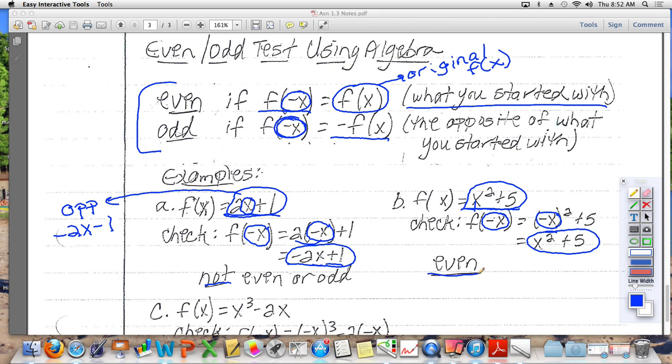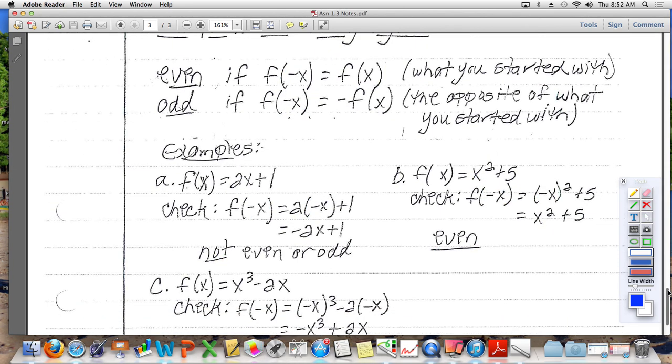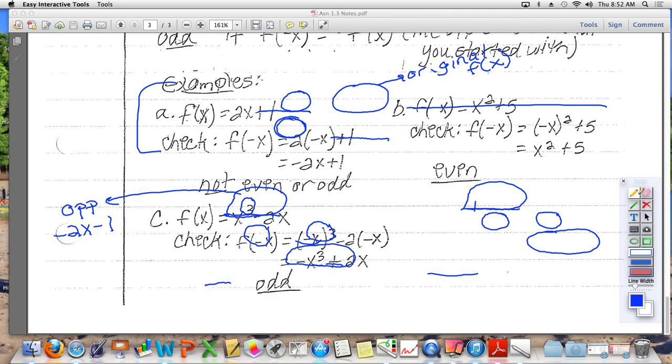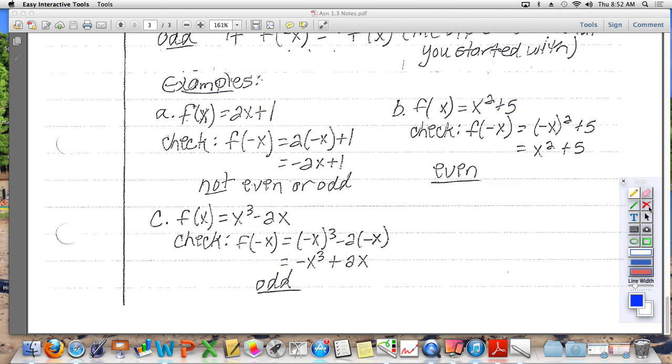One more example. Probably going to be an odd example. f of x equals x cubed minus 2x. That's my function. So my check: I'm going to check to see, is it even or is it odd? So I'm going to replace x with negative x. So I put a negative x in here. But I also have to put a negative x in for the other x there. So twice you have to replace x's with negative x's.